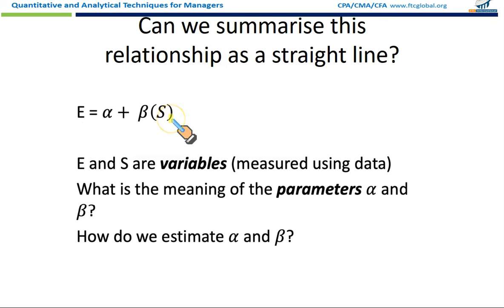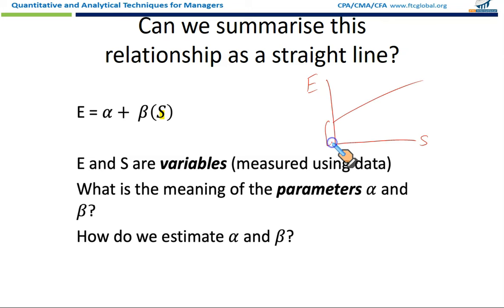S here is the independent variable that is believed to influence the dependent variable. S drives E. In this context, it might represent, let's see as we proceed, years of education or the level of educational attainment. So this represents our independent variable, years of education. This is our dependent variable that we are trying to predict.